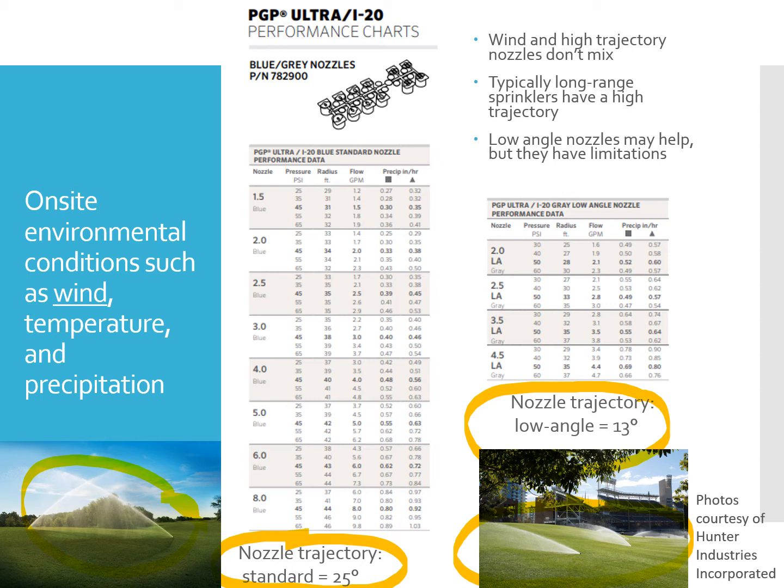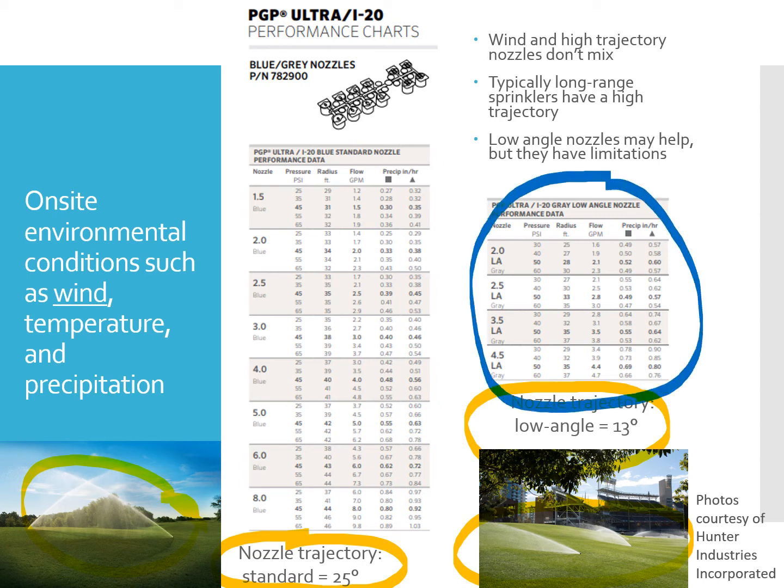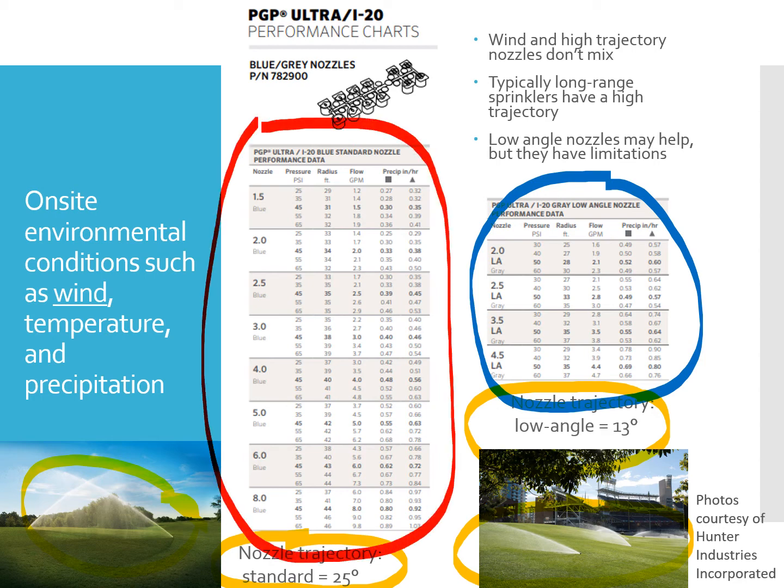And that is over here on the right-hand side. This is the nozzle assortment for this particular PGP or I-20 sprinkler from Hunter. And the chart on the left is standard 25-degree nozzles. So you see you have fewer choices to work with. The other thing is, in comparison, if you look at this nozzle here, which is 2.5, which is an indication of the approximate flow rate for that nozzle, it has a range of about 35 feet.